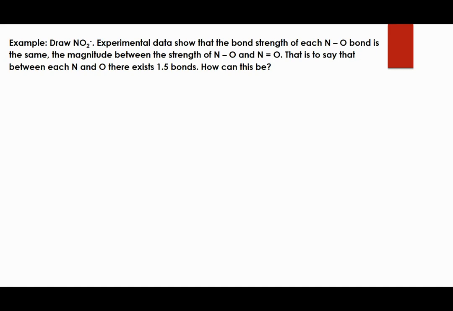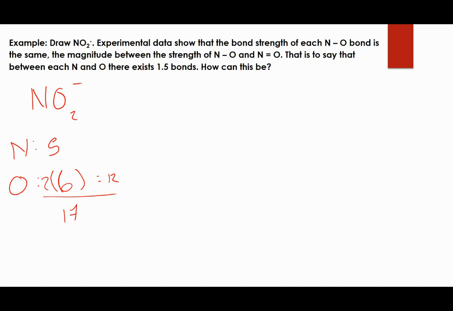So I'm going to draw this out and go through it with you to make you understand what that actually means. So we've got our molecule of NO2 minus. N has got 5 valence electrons to offer. Oxygen has got 6. We've got 2 of them though, which gives us 12. So we're dealing with 17. But we also have a charge over our molecule, and it's a negative charge, so we have to add 1 more electron. So we have 18 valence electrons in total to work with.